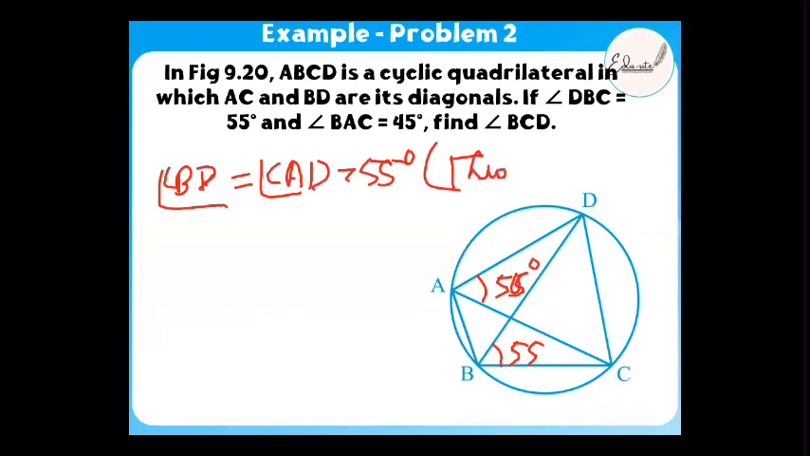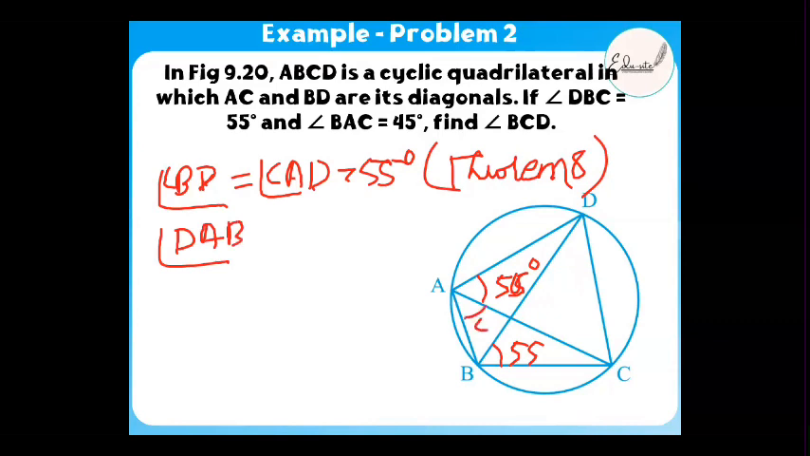Theorem 8. Angle in the same segment are equal. So this is theorem number 8. Fine, beta? Okay. What is the next thing that you can decide? Angle DAB. Now please tell me what is angle DAB. We have 45 degree here, correct? It's already given.